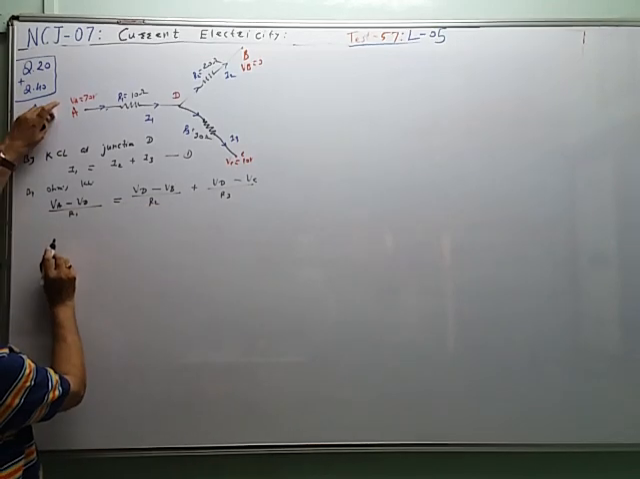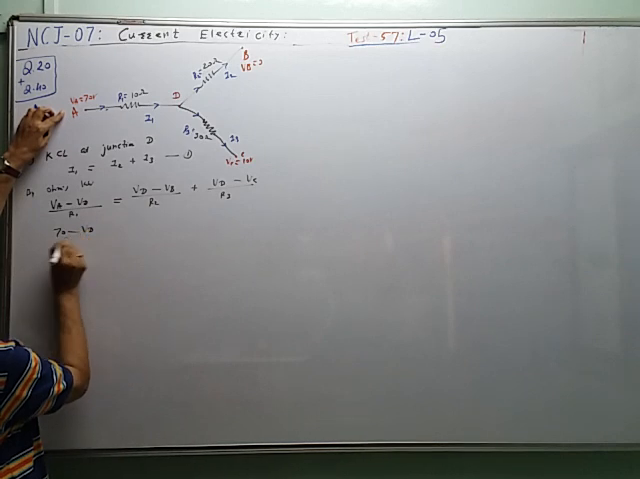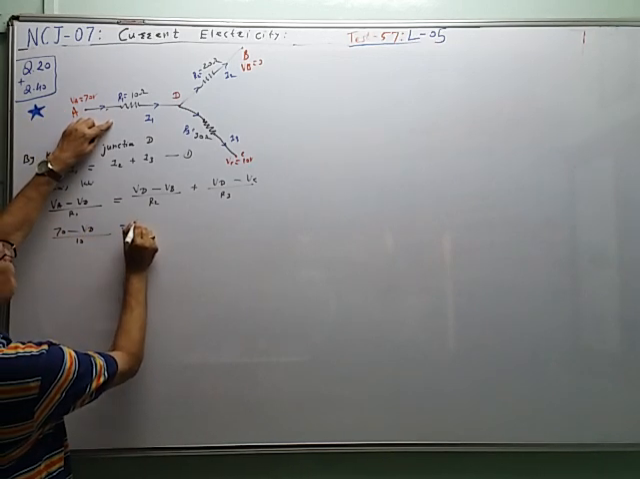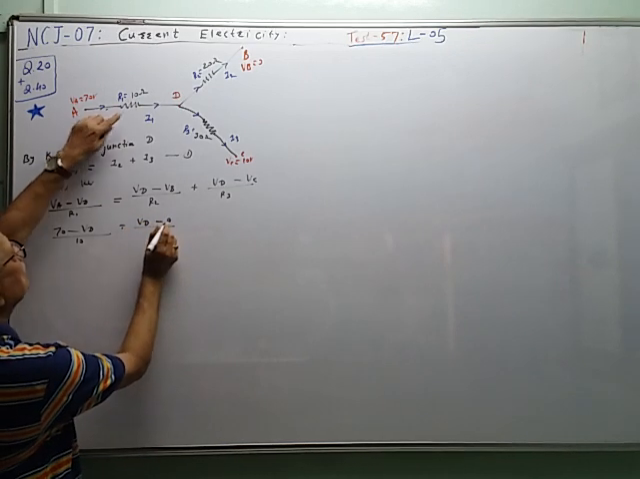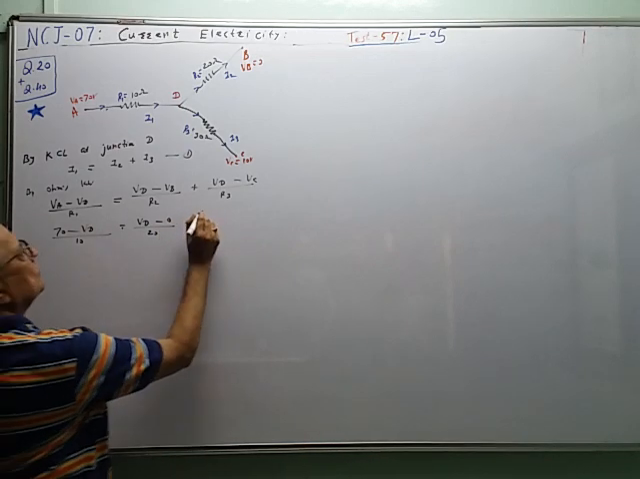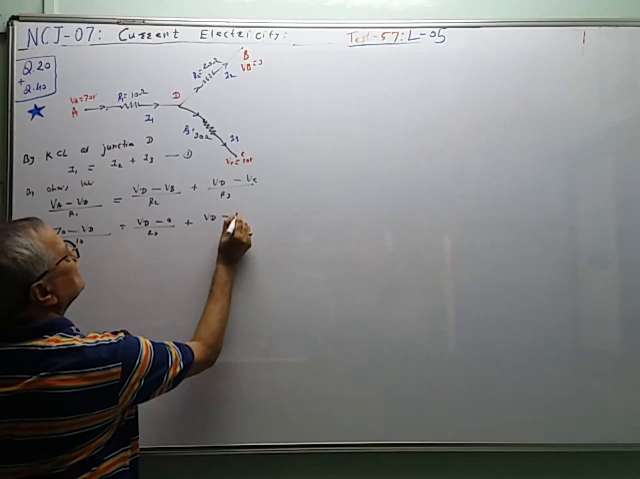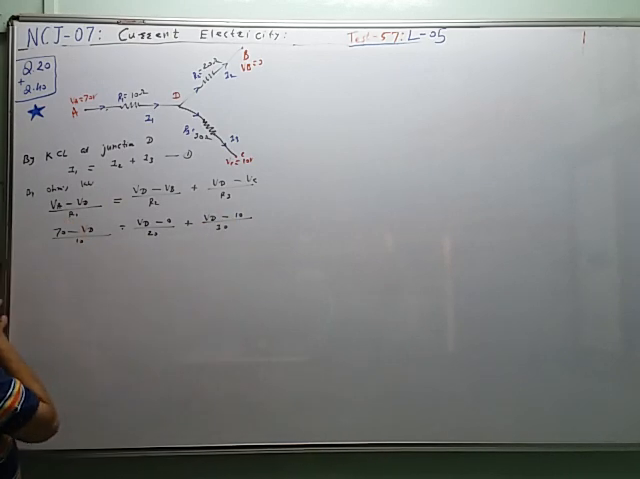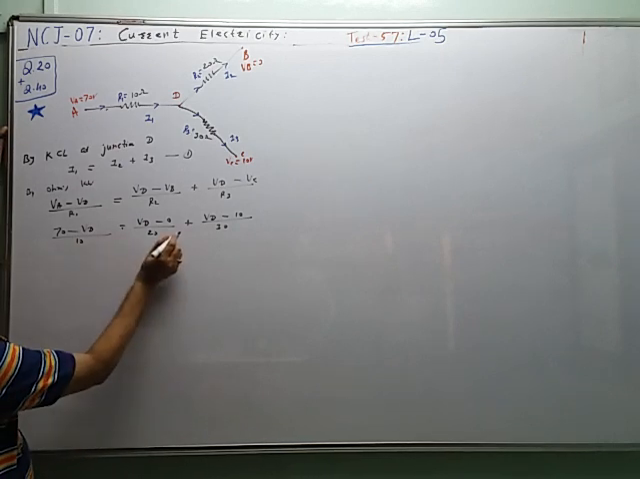So VA is equal to 70, minus VD upon R1 is equal to, VD we don't know, minus 0 upon R2 is equal to 20, plus VD minus 10 upon 30, like this. So the 0 will get cancelled.